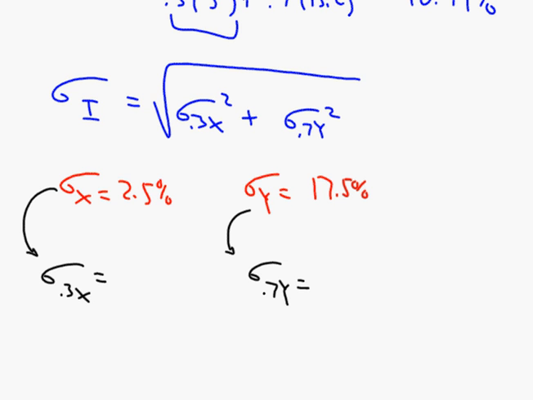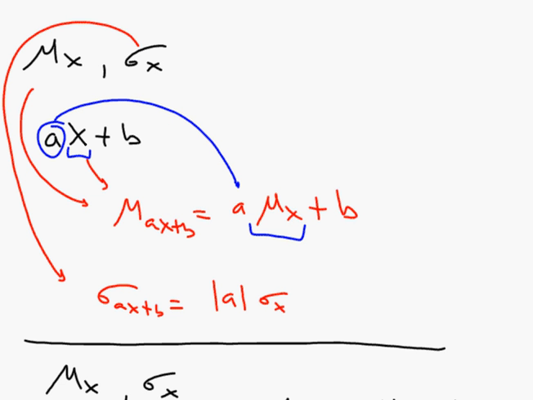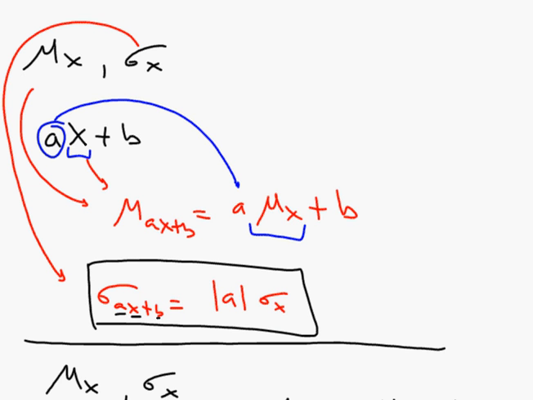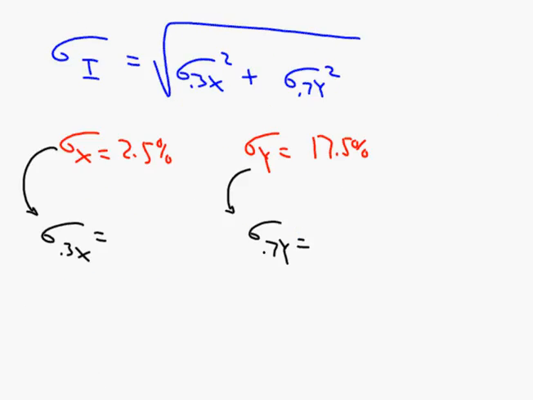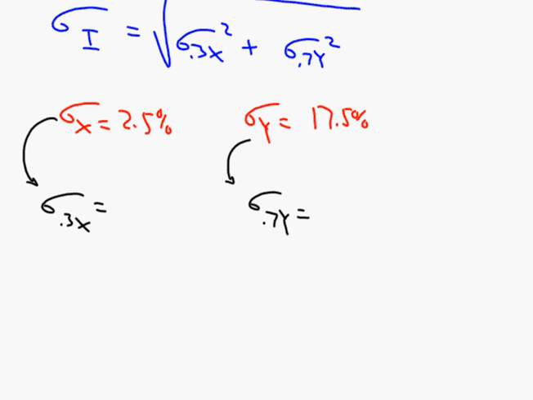So let's look back at what we know about linear transformations. Here's the rule we have right here. It says if you want the standard deviation of a times x plus b, it's the absolute value of the number you're multiplying by times the standard deviation. So in our problem here, the standard deviation of 0.3x is going to be the absolute value of 0.3 times the standard deviation of x. But we know that, so it's going to be 0.3 times 2.5.